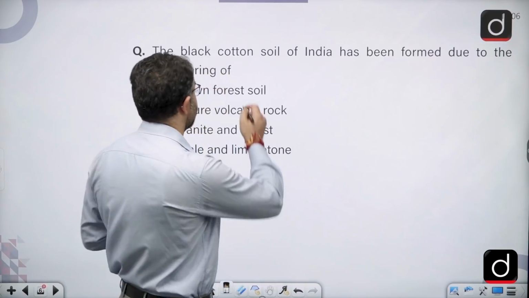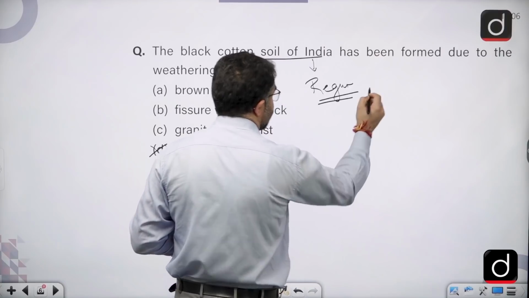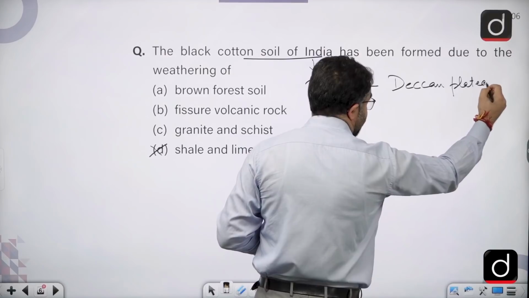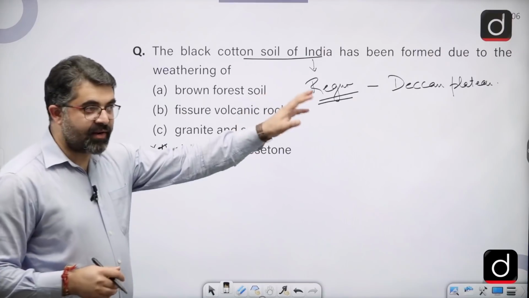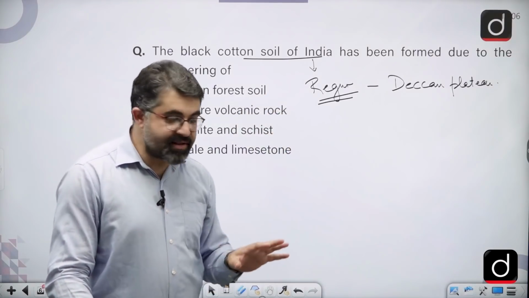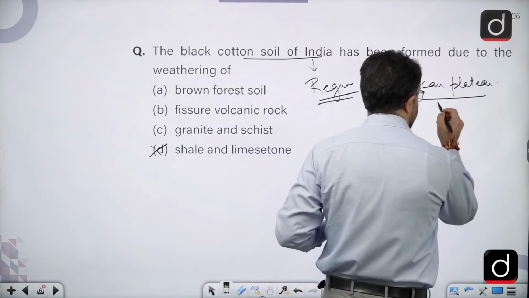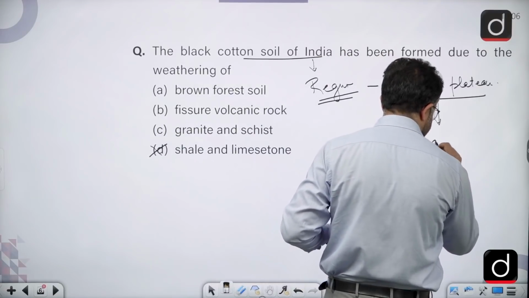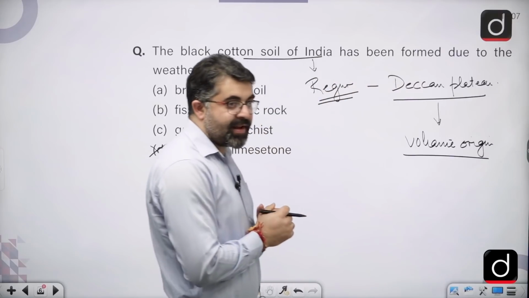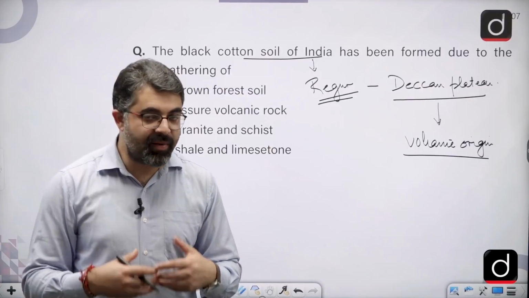The black cotton soil, also called regur soil, is spread over the massive Deccan Plateau: the Kathiawar region of Gujarat, Maharashtra, northern Karnataka, parts of Telangana. All these regions are part of the Deccan Plateau. And the Deccan Plateau is volcanic in origin. Now we can think that there is no volcano in Maharashtra or Gujarat or nearby regions. How can it be volcanic in origin?